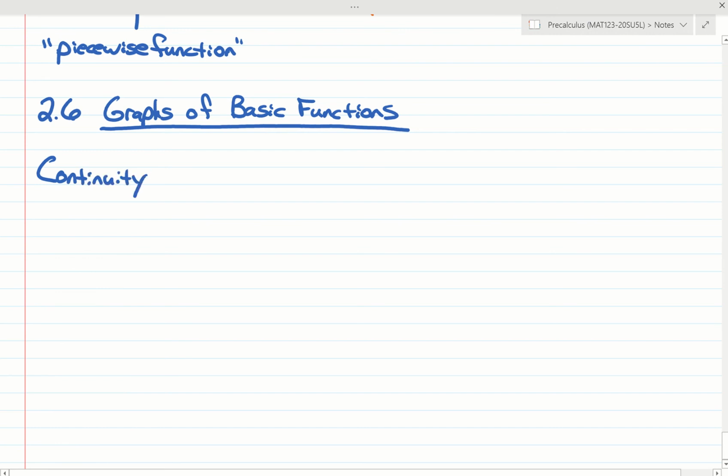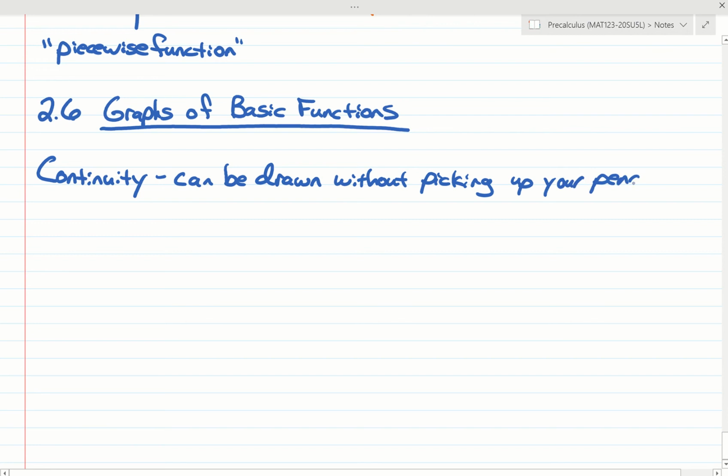Now, this is something you'll learn more about if you ever have to take calculus. But what continuity means is that the graph can be drawn without picking up your pencil or your pen. You should always do math in pencil, though. And there's different types of continuity, or different points of discontinuity.